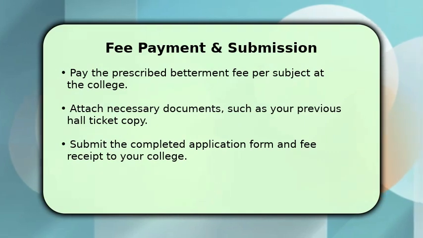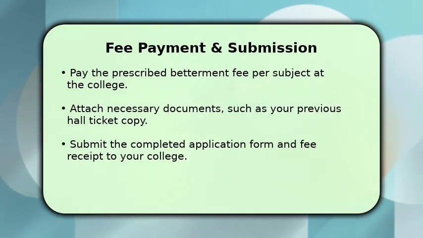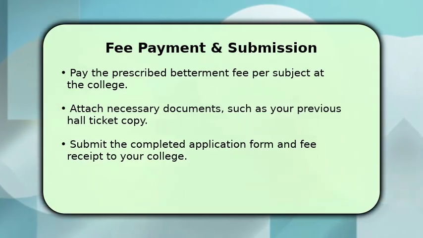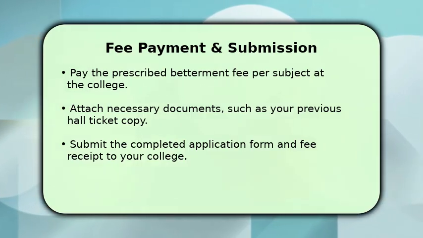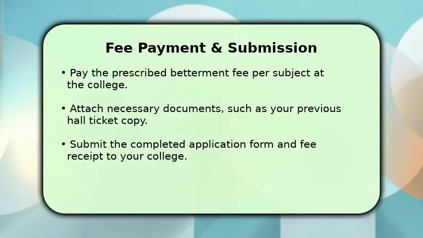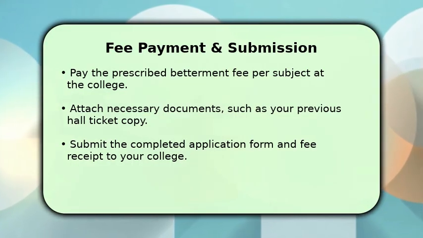Next, you'll need to handle the fee payment and submission. There is a prescribed fee for each subject you apply for Betterment in. Pay this fee at your college's designated counter. Remember to attach any required documents, such as a photocopy of your previous intermediate hall ticket.